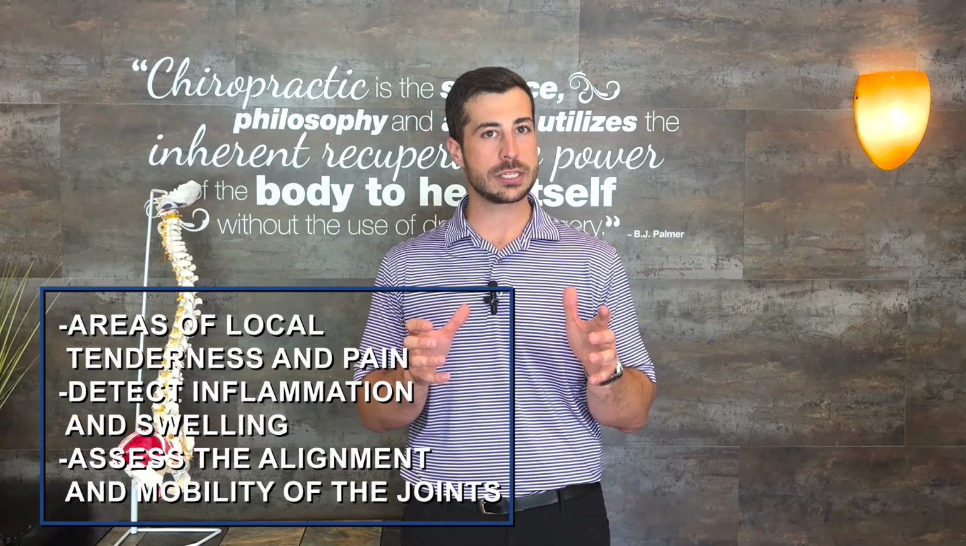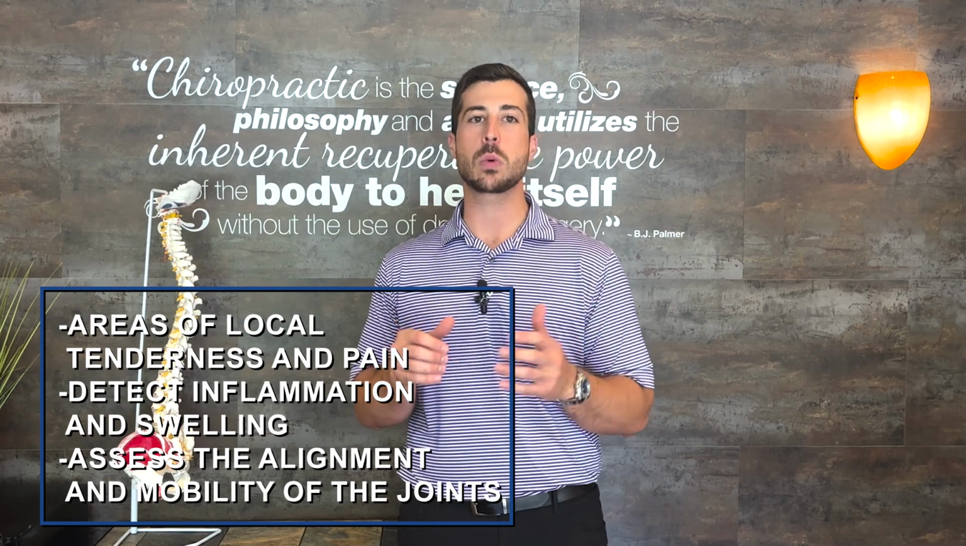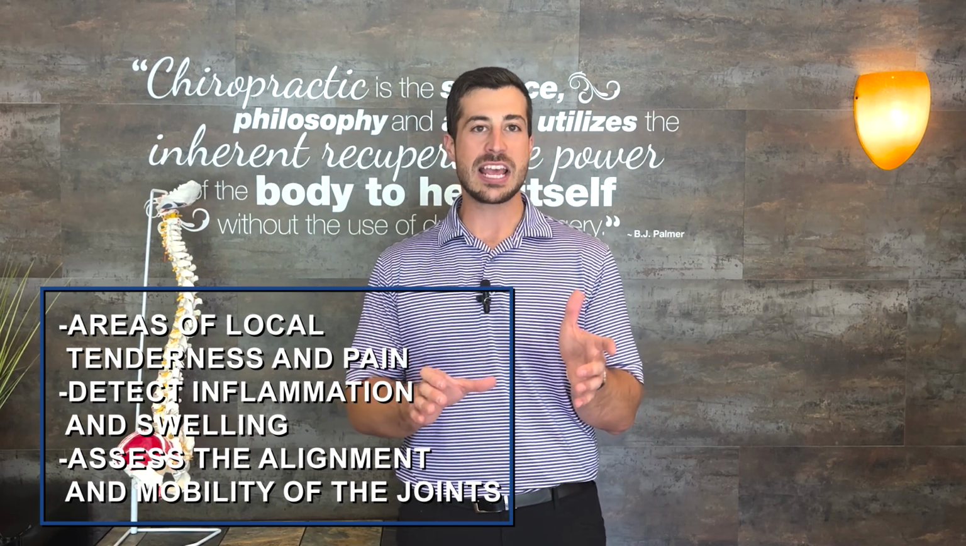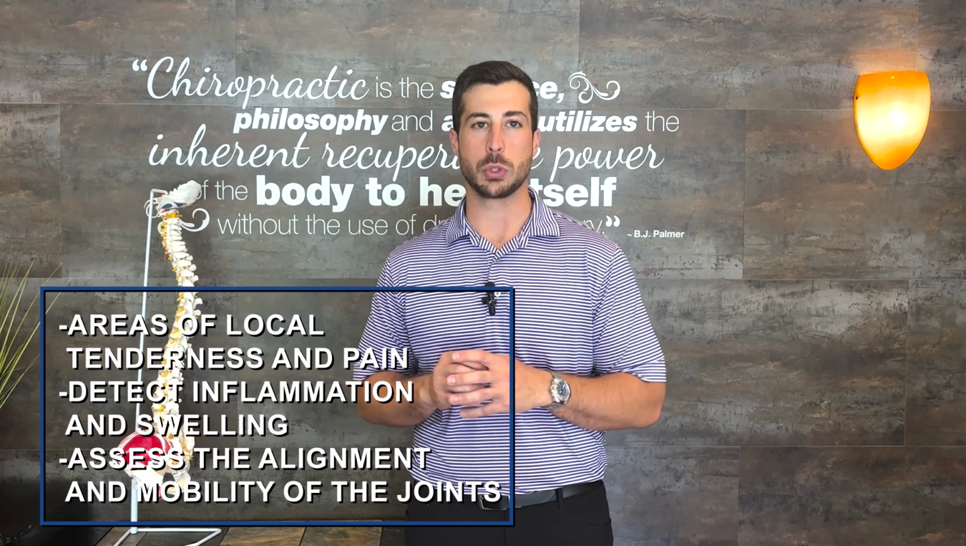Palpation of the spine, the SI joints, and surrounding areas is another important aspect of our examination. This involves using our hands to feel the structures of the body to detect abnormalities, pain, and other signs of dysfunction. By doing this, we're able to locate the areas of local tenderness and pain, detect inflammation and swelling, and most importantly, assess the alignment and mobility of the joints.